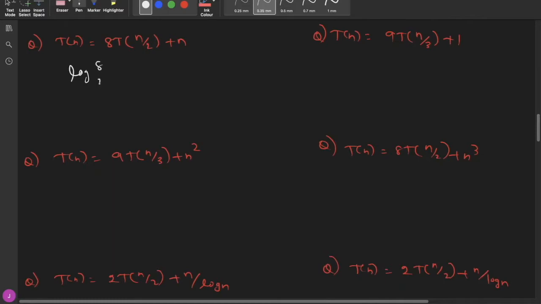Again log 8 base 2 is 3 and the power of n is 1, so the k value is 1. Again comparing these two values, the left side is greater than the right side value. We will be getting order of n cube, because the left side is greater than the right side.